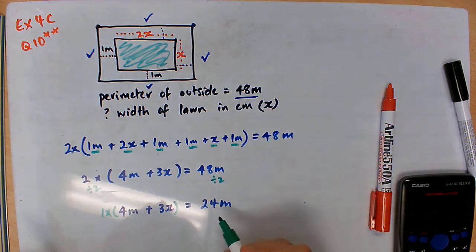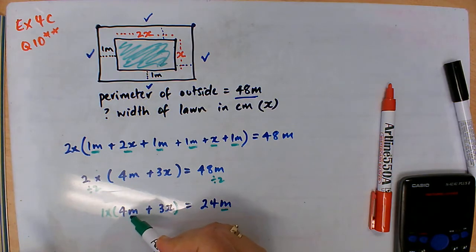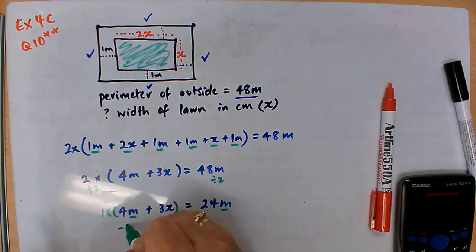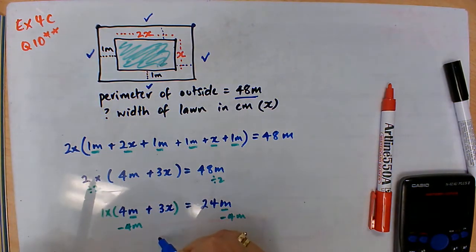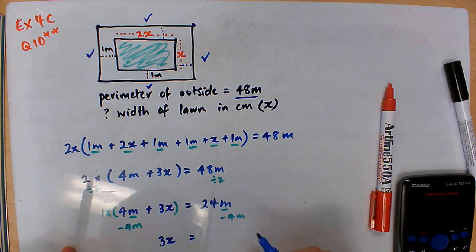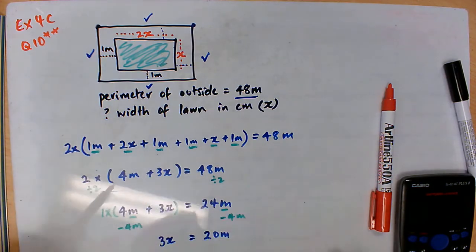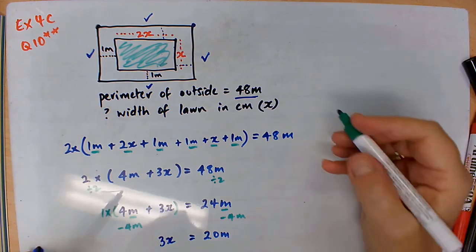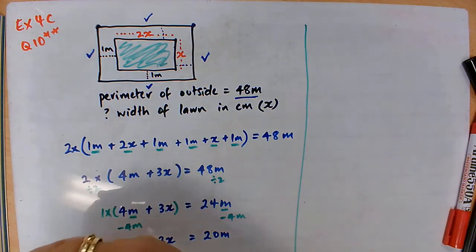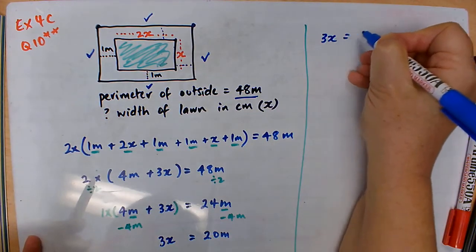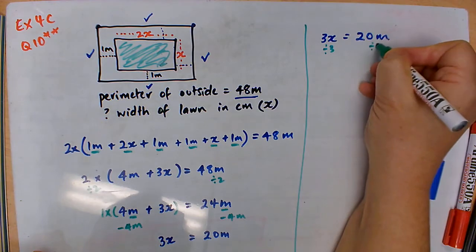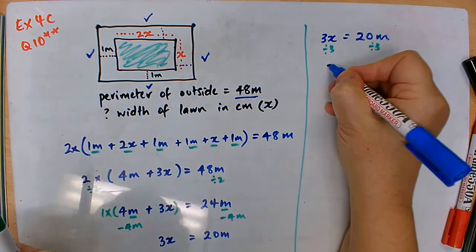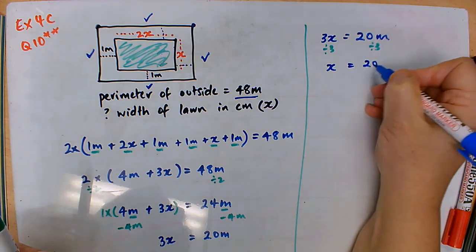So now we can just solve. Remember, this is just a measurement, so it's not an unknown. That's just the unit. So let's take the 4 metres from both sides. So I've got 3x now equals 24 take 4, which equals 20 metres. So now I can divide both sides. Better move over here. So let's start up here again with 3x equals 20 metres. Divide both sides by 3. So x equals 20 over 3.